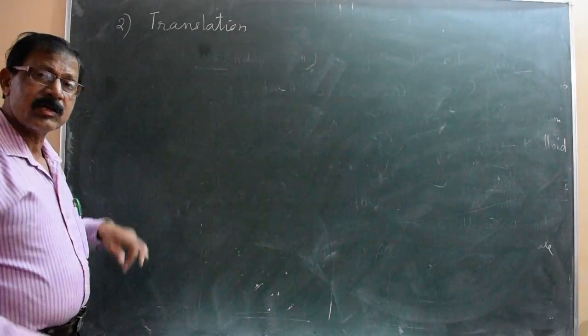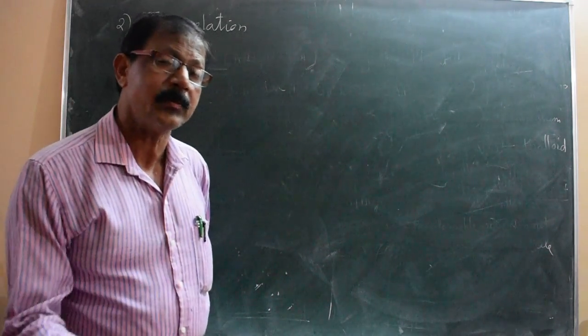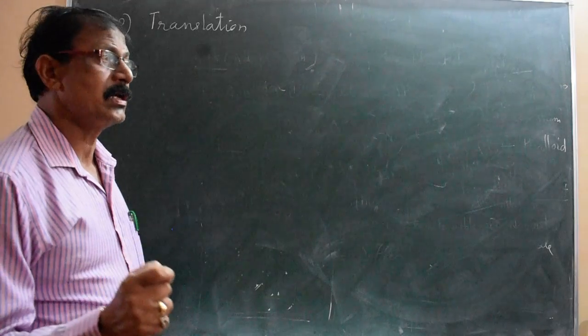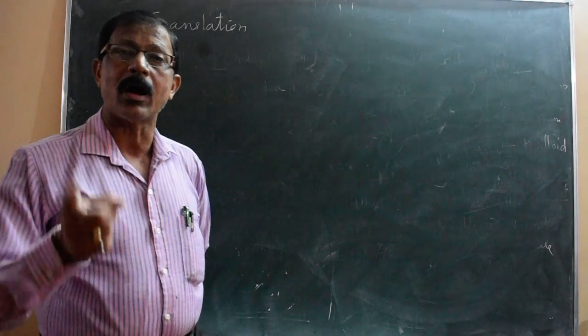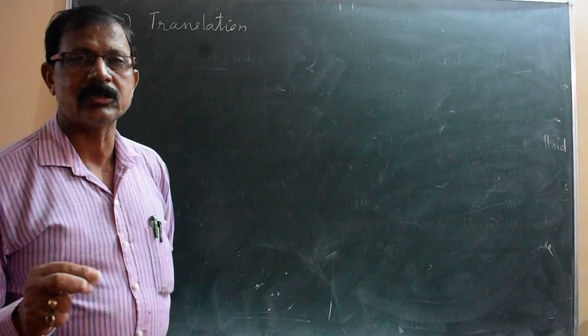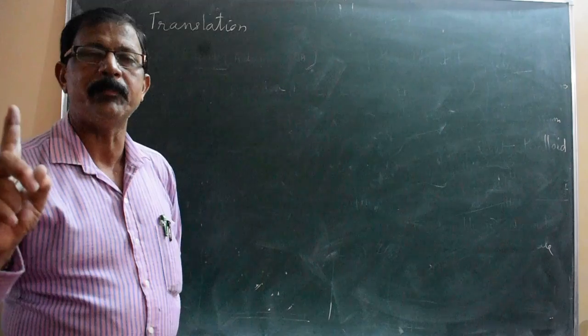Now, translation is the second phase after what? Transcription. After transcription, translation happens. What is translation? Translation is a process of polymerization of amino acid. Translation is a process of polymerization of amino acid into polypeptide.